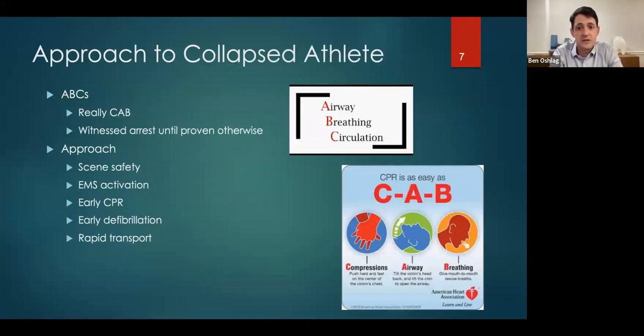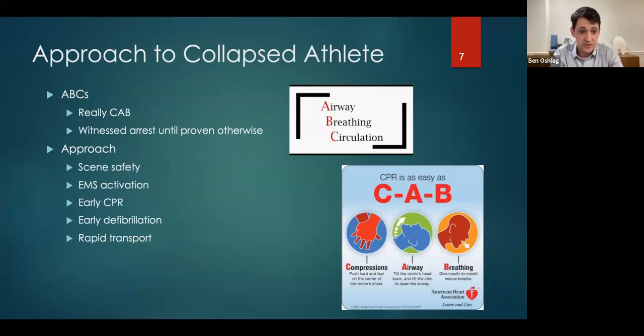So when you see someone collapse, it's a witnessed arrest until proven otherwise. You have to assess their airway, their breathing, and their circulation. And really, the emphasis now with the Red Cross, with the American Heart Association, is circulation first, because that's the most important thing to deal with.